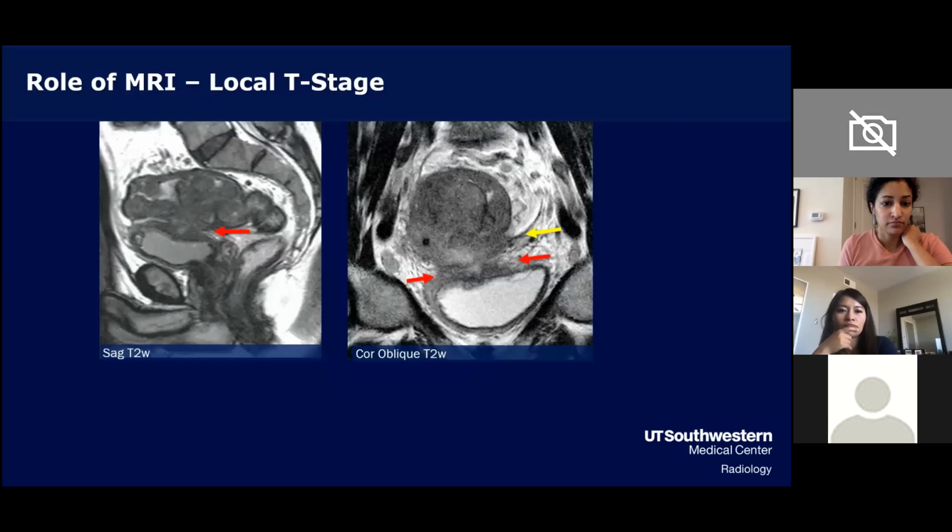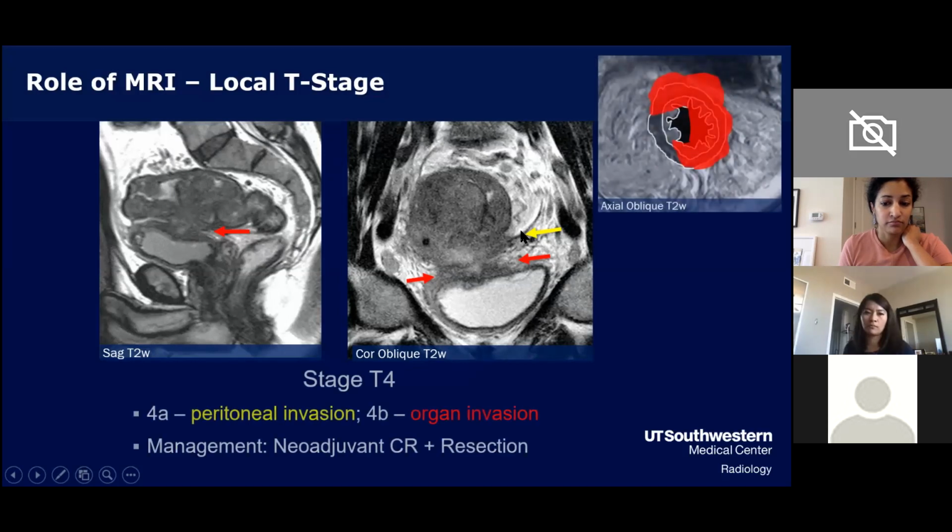And here's an example of a much more advanced mid-upper rectal tumor. You can see it's invading the bladder dome here and also invading the peritoneal reflection with the yellow arrow there. So this is a stage T4B. T4A is if it only had peritoneal reflection involvement. 4B would be if it has organ invasion, in which this one does. So this would be a T4B.